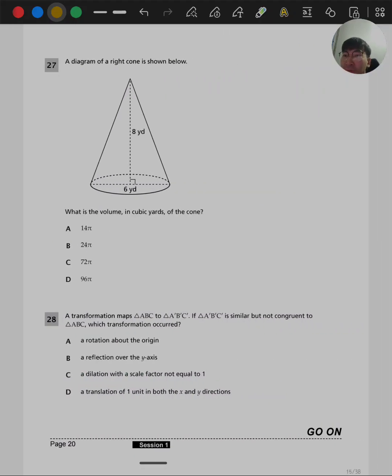Okay, 27, more geometry. A diagram of a right cone. What is the volume? Volume, once again, is the space inside a three-dimensional object. So use the reference sheet. The volume of a right cone is 1/3 pi r squared h.